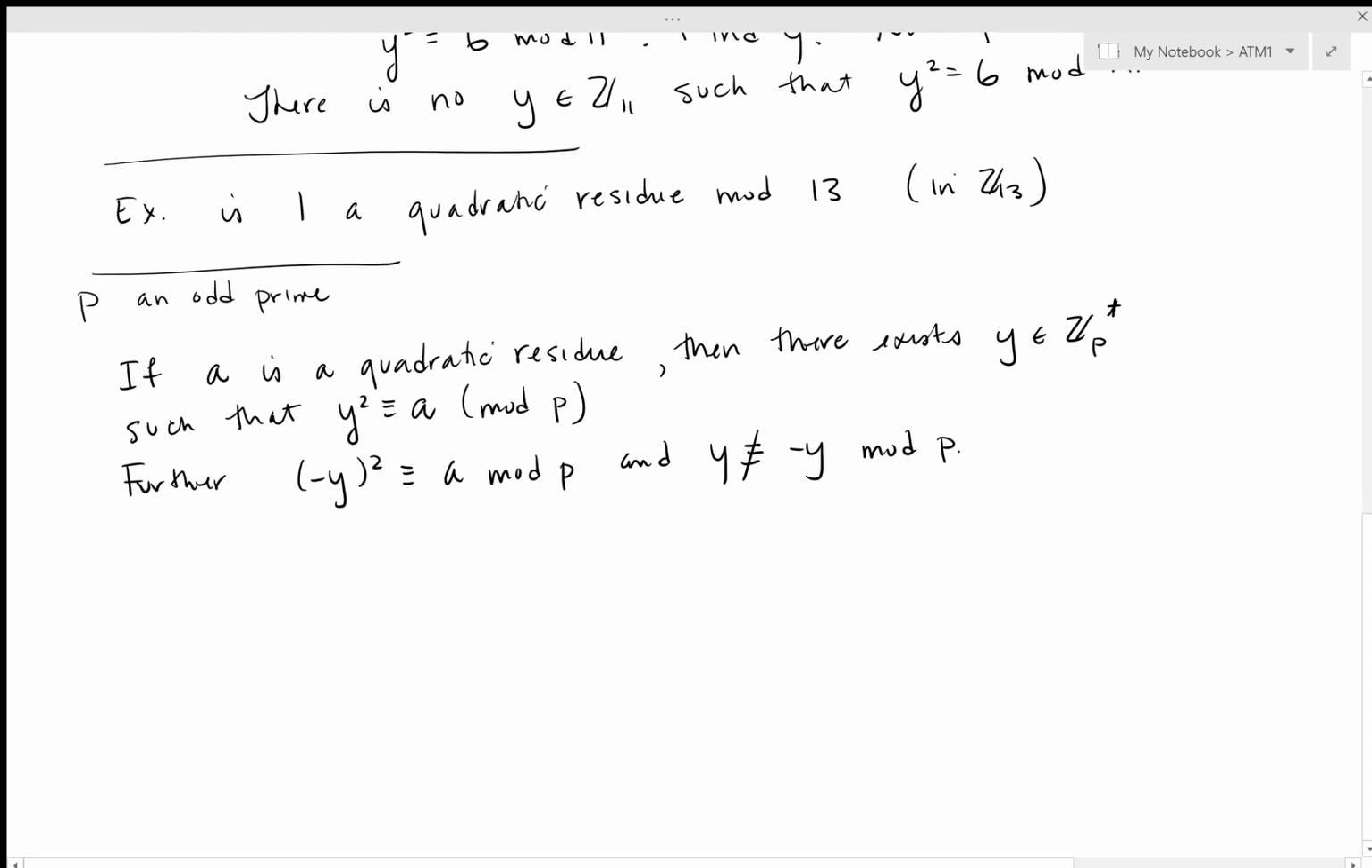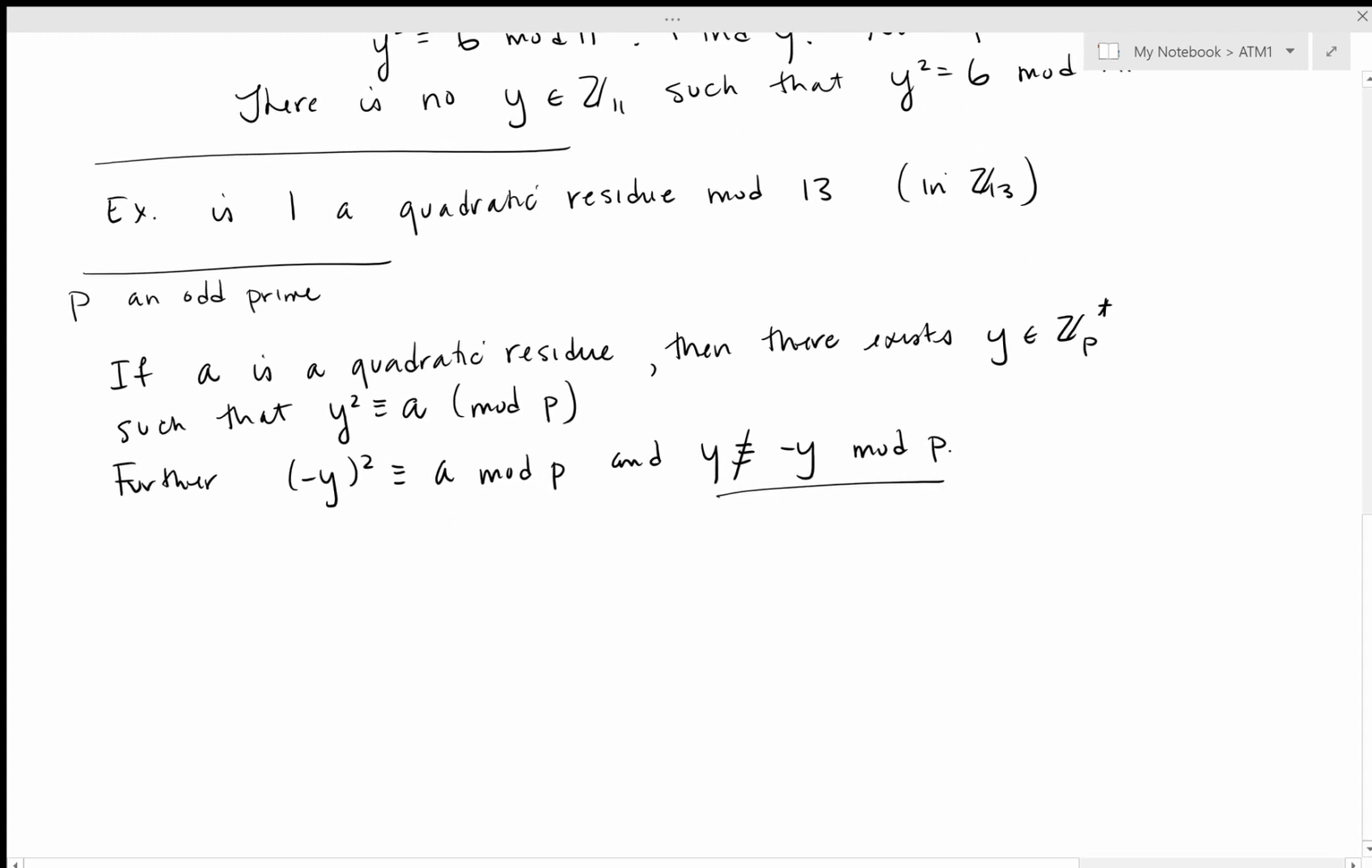Okay, hang on a second. I might, but that statement is bothering me slightly here. Hang on, let me just go through this here. Consider x squared minus a congruent to 0 mod p.